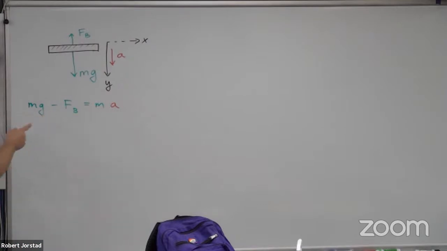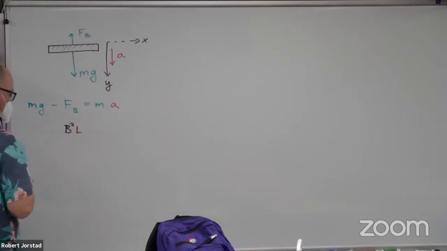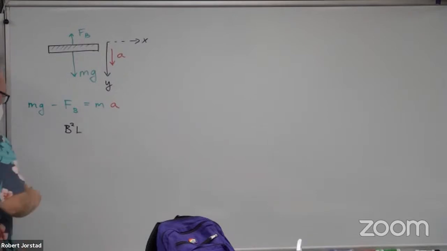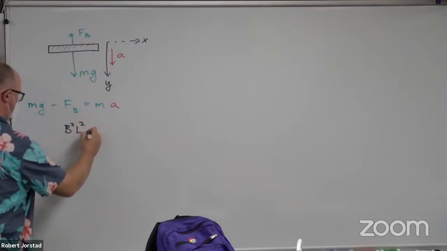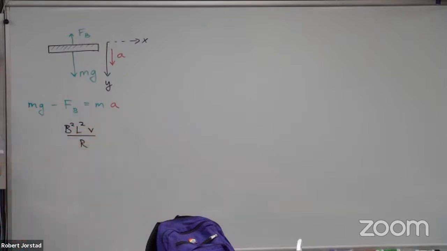Well, we had an equation for F_B. I forget what it was. I think it was, wasn't it B squared? B squared, L squared, V over R, I think. And then I'm just going to use black. I don't care anymore.